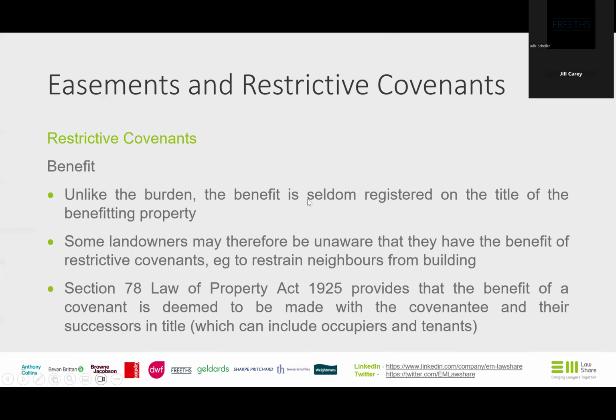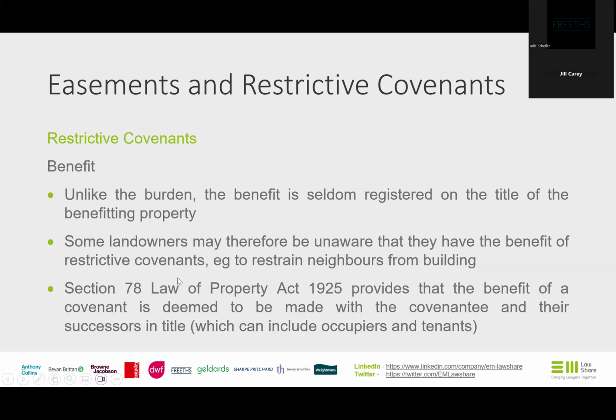The benefit is slightly different to the burden if you're buying the land with the benefit. It's very rare to find the benefit of a restrictive covenant registered on your title. That is, a little bit cynically perhaps, because the Land Registry aren't necessarily too keen on being the arbiter of whether or not something is a benefit. So it can mean that you can have a benefit without knowing. For example, I had a case once where the client didn't realise that they had the right to veto building next door, and it only came to their attention further down the line because it wasn't on their title. So it can be tricky sometimes with the benefits.